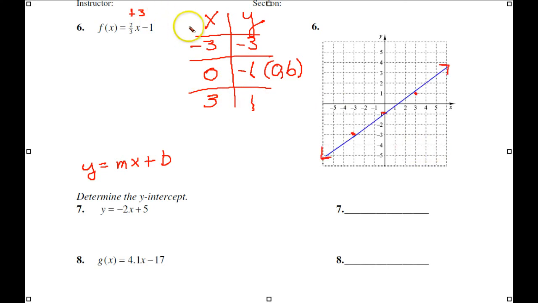So when I plot these, -3, -3 is right there. 0, -1, notice this is your y-intercept right there. And 3, 1, 3, 1 right there. And then you put your line. Now, notice even though I'm drawing a straight line here, I'm missing this point a little bit, and I'm missing this point a little bit.